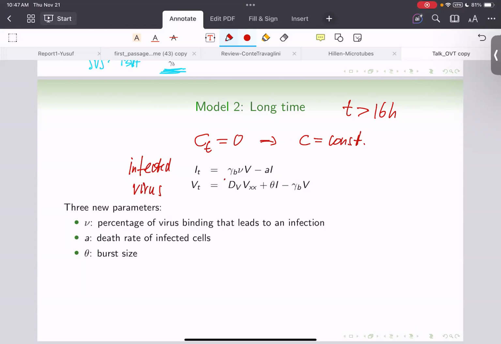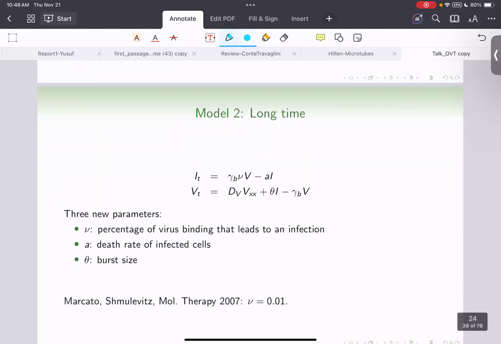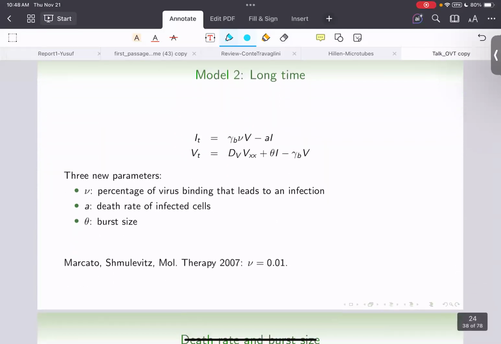And these parameters we know, gamma B, we know dV from previously. So the new parameters are then nu, A, and theta. I think I like the light blue. So nu then is the percentage of virus binding that leads to an infection. Okay, not every virus that binds to a cell actually leads to an infection. So we have a percentage here. A would be the death rate of infected cells, and theta is the all-important burst size, the parameter I used earlier already. Okay. So then 3 new parameters.